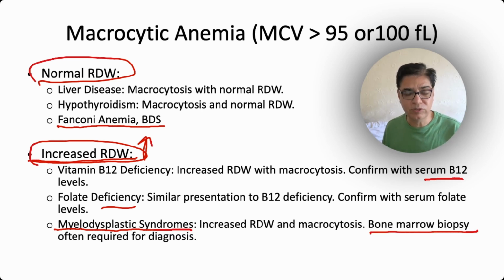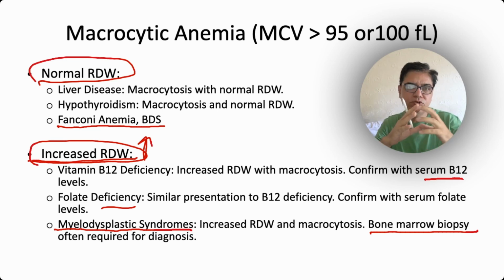So whenever you see megaloblasts or macrocytic anemia with a high red cell distribution width, the next step would be to do a bone marrow biopsy as well. But if it is with a normal red cell distribution width, you need to check for liver disease and hypothyroidism. You need to do liver function tests and thyroid function tests, and maybe you would go for an ultrasound of the liver as well. And if that is normal, then you would start thinking of Fanconi anemia or Diamond-Blackfan syndrome, and maybe then you consider bone marrow biopsy or other enzymatic tests to see if that's the case or not.